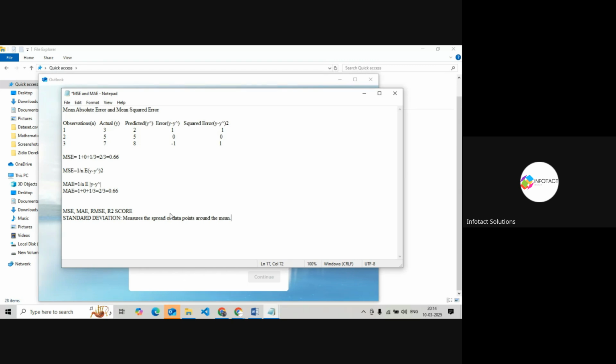To summarize, mean absolute error is simple but doesn't penalize large errors, while root mean squared error and mean squared error penalize large errors more, but these are sensitive to outliers. R2 score measures the model's goodness of fit but doesn't indicate the error size. And standard deviation helps in understanding the data variability, how well the data is spread around the mean.